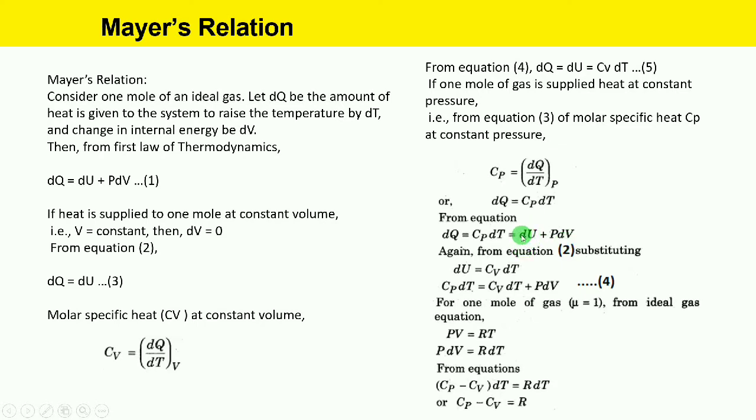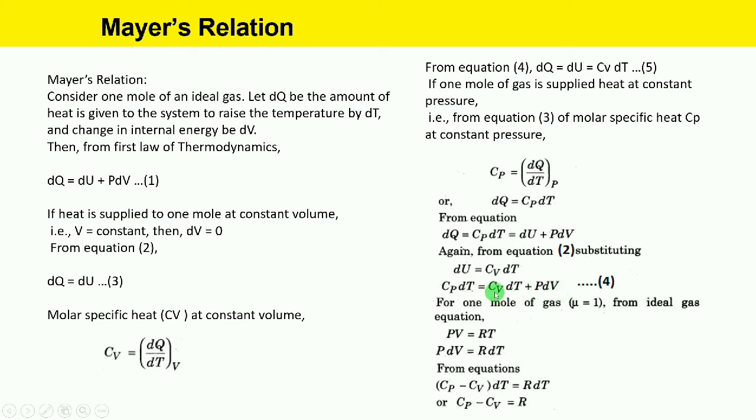And this dU we will put as Cv dT, according to the definition of molar specific heat at constant volume. So dQ is equal to Cp dT, and this is equal to dU plus P dV. We are putting dU as Cv dT. So our equation will become Cp dT equal to Cv dT plus P dV.